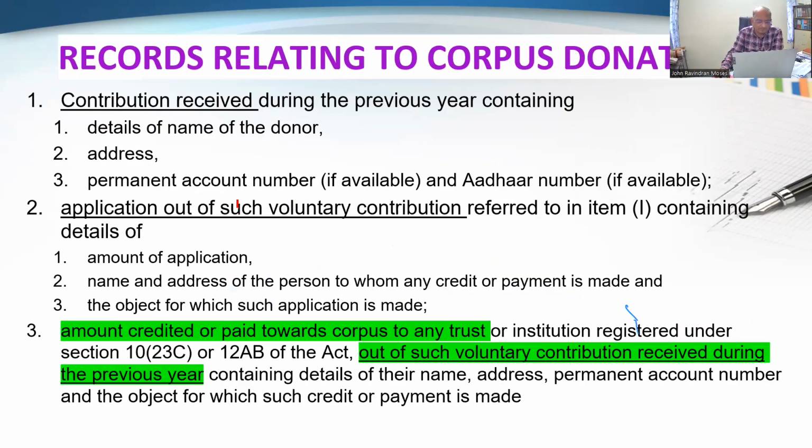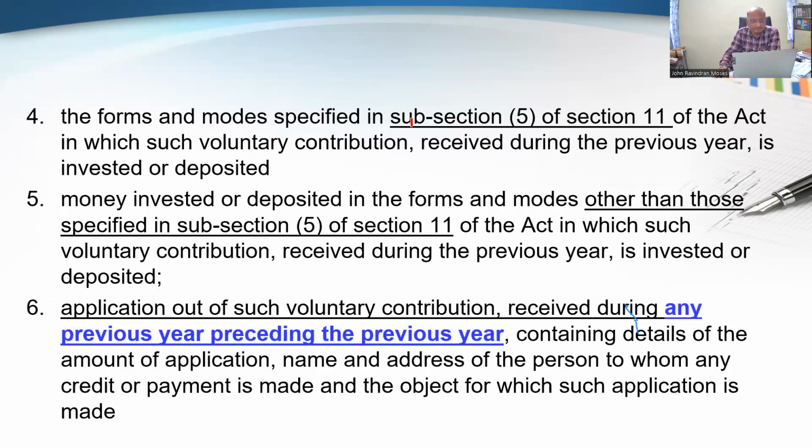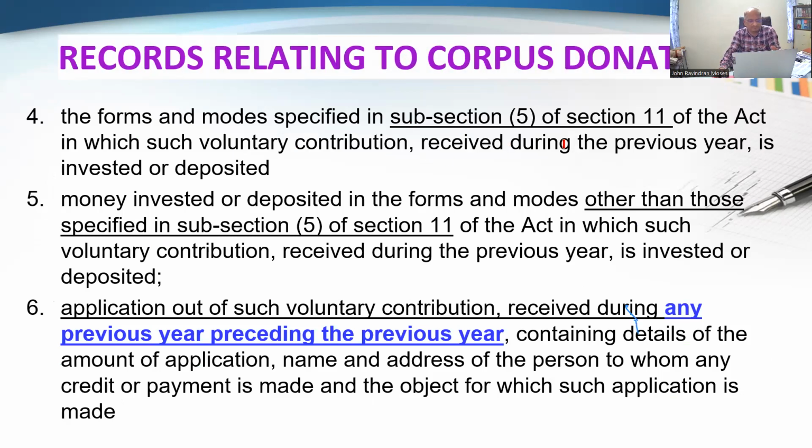For the records related to corpus donation, you'll have to give details of the contribution received, name and address of the donor, their PAN number or Aadhaar number, application out of corpus donation if there is any, amount of application, name and address of the person to whom it was made, and the object for which you made it. And if you are giving to another trust as corpus donation, details of such corpus donation, this is out of the current year income. And 11.5 investments also have to be given. Because only when the 11.5 investments are there are you eligible for corpus donation. You'll have to give 11.5 and other than 11.5 also.